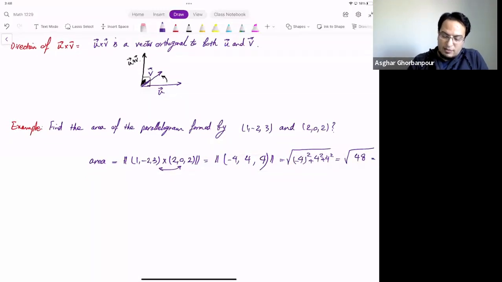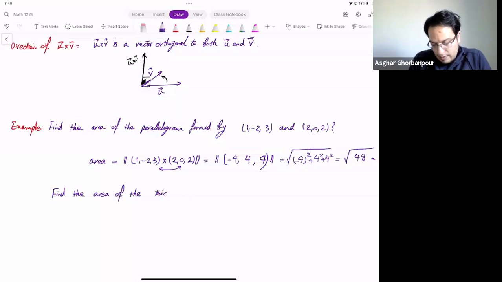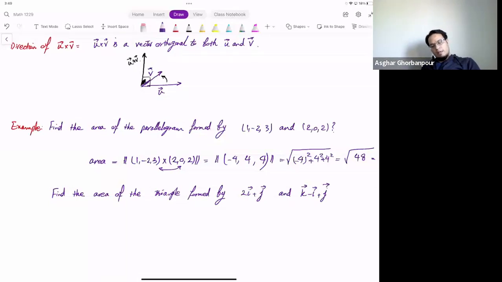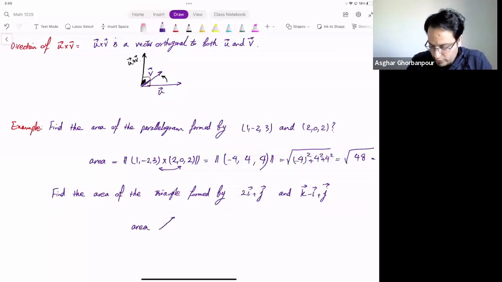Actually, one can ask questions like this: find the area of the triangle formed by these two vectors, say 2i plus j and k minus i plus j. Well, we know the area of a triangle, so look at this triangle for a second. See how this works? I don't know what these vectors are, but when you have two vectors, you can form this triangle.